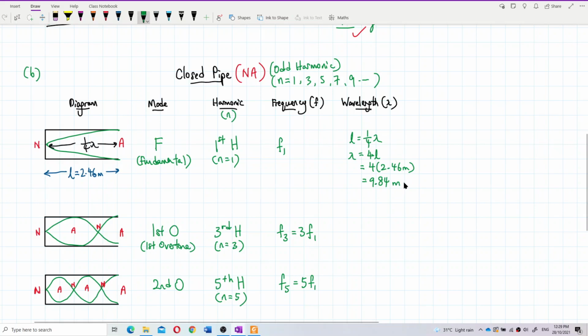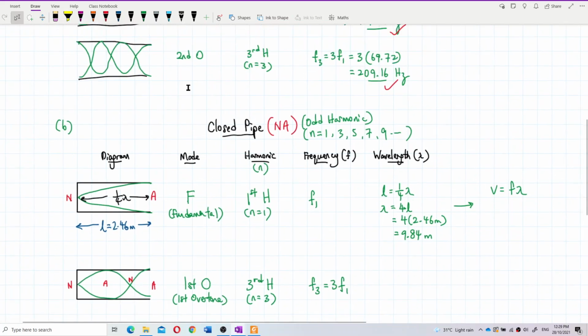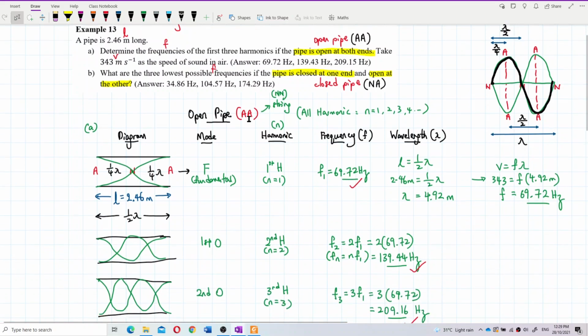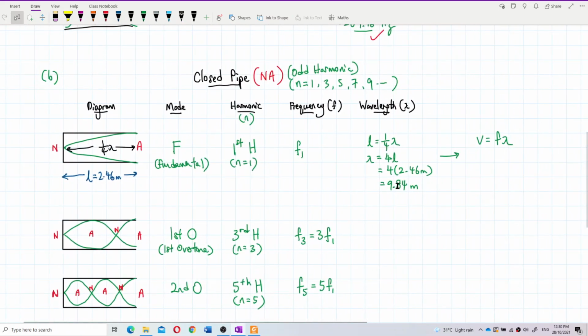So now let's calculate the frequency for the fundamental frequency. We just use the formula, what? V equal to F lambda, because we are already given the speed. Speed is 343, you see that? So just substitute the speed here, and then we substitute the lambda here.